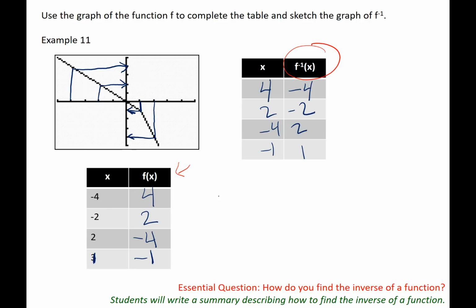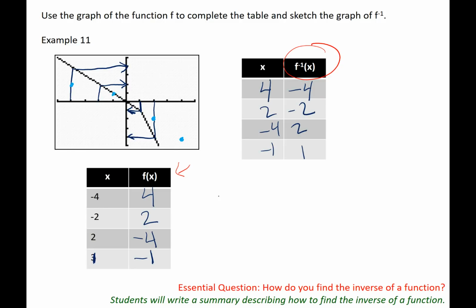And now I'm going to just plot those points. I'm going to use a different color though to plot them. So let's use light blue. So I'm going to go out 4 and down 4. 1, 2, 3, 4. So there's my first dot. And then out 2 and down 2. And then out -4, 1, 2, 3, 4, and up 2. And out -1 and up 1.